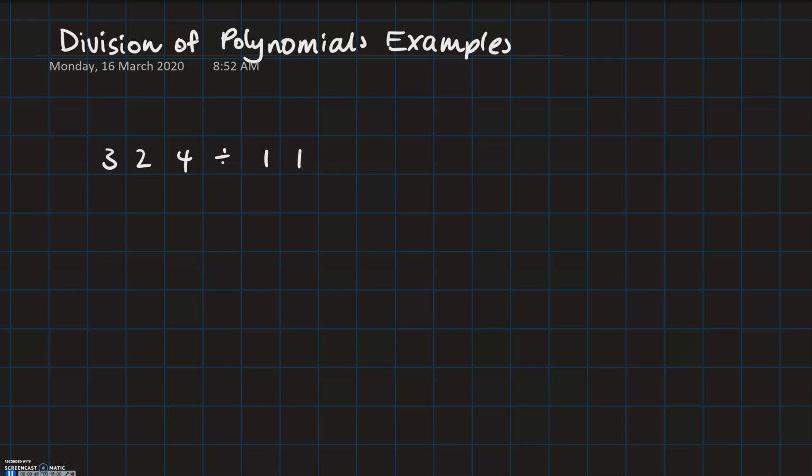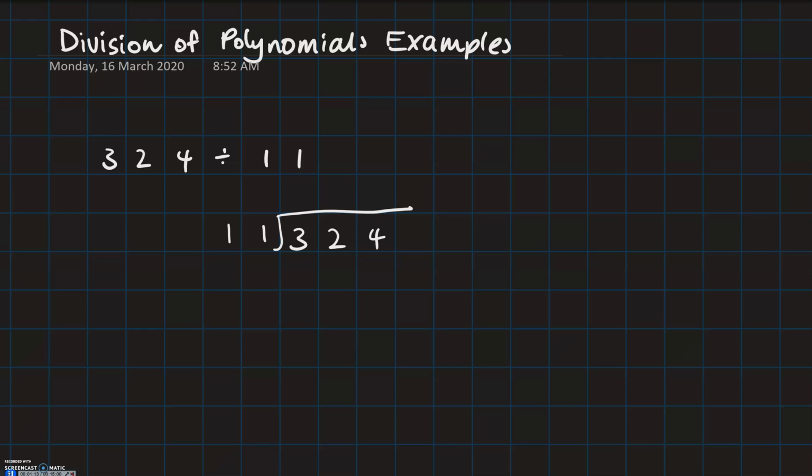What I'm going to do is write 324 and divide it by 11 here. Just a reminder, 324 is our dividend, the number that we're dividing, and we're dividing it by 11, our divisor. Now, what we did here was look at my 324 and break it up into different digits.